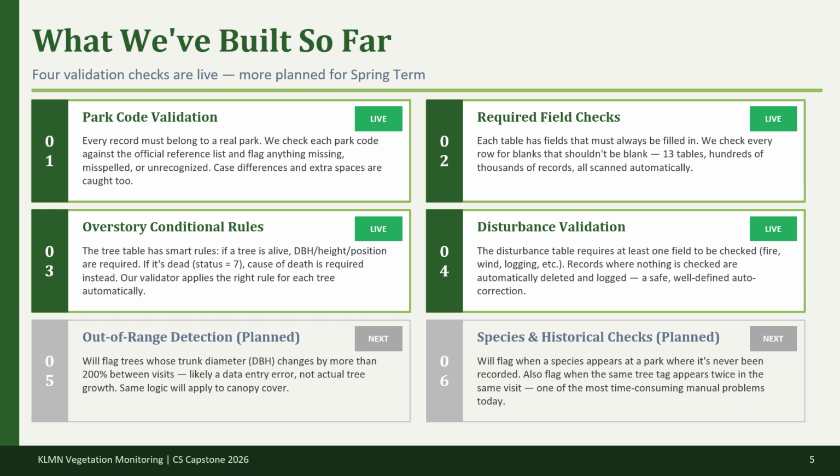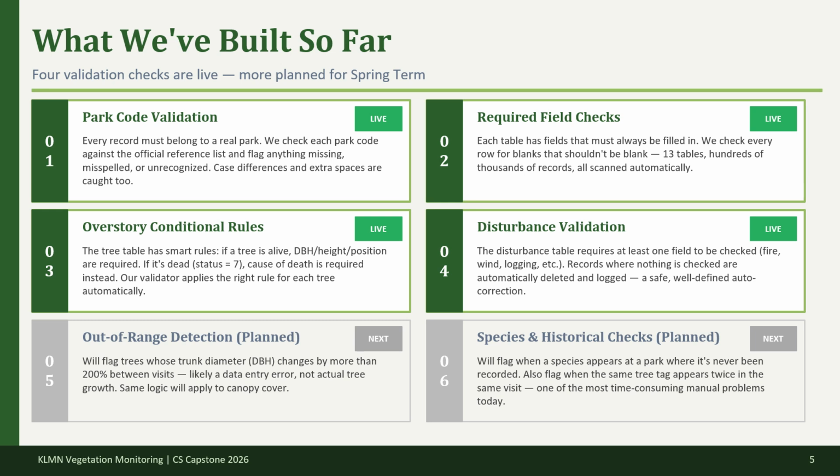The third is what we call the overstory conditional rules. The tree data table is more complex. The required fields actually change depending on whether a tree is alive or dead. If a tree is alive, you need its diameter, its height, and its position. If it's dead, status code 7, you need the cause of death instead. Our validator figures out which rule applies to each tree automatically.